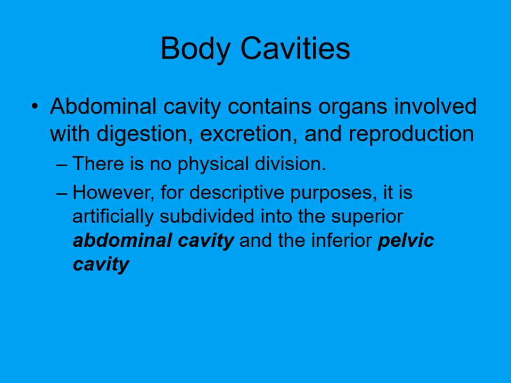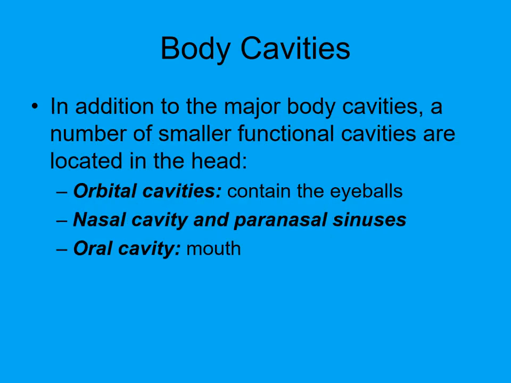Most of the organs contained within your abdominal pelvic cavity are going to be involved with digestion, excretion, reproduction. There are some additional body cavities which are much smaller. There are several that are located in the head. Your orbital cavities, that contain your eyes. The nasal cavity, which also contains the paranasal sinuses. And then the oral cavity, which is your mouth.